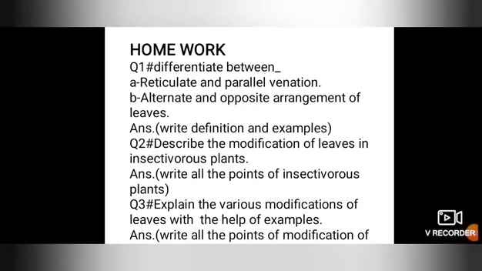Question 2. Describe the modification of leaves in insectivorous plants. All the points of the insectivorous plant with the example you have to write in this question. Question 3. Explain the various modifications of leaf with the help of example. All the modification of leaf points you have to mention over here with example.